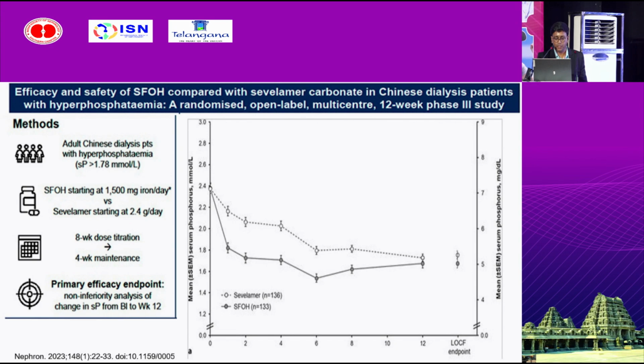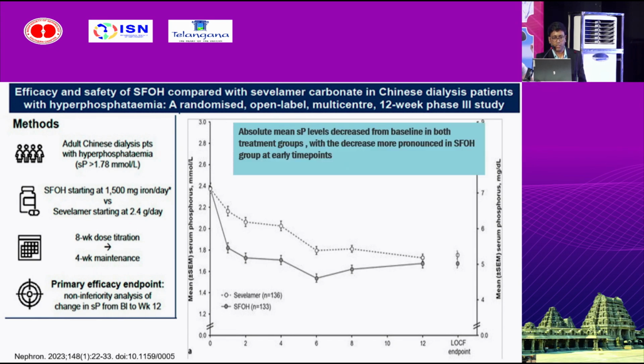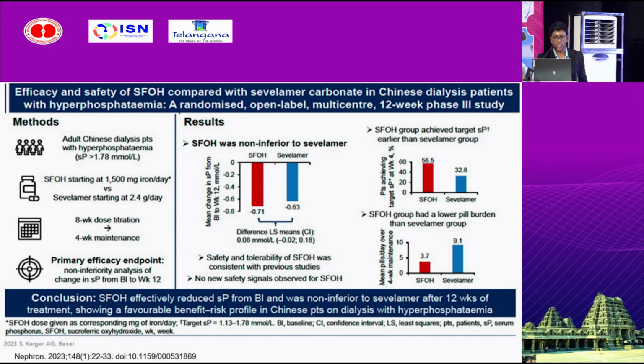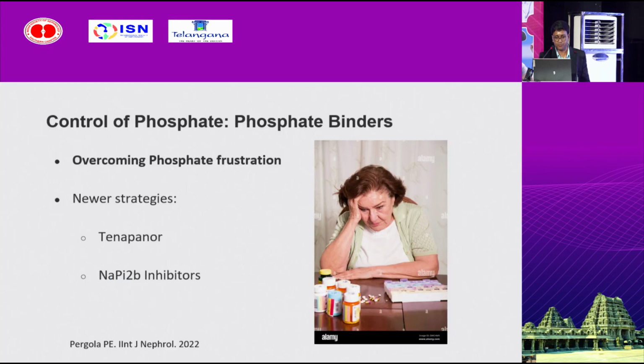In this study, if you see, the absolute mean serum phosphorus level decreased in both the treatment groups, but this was more pronounced in sucroferric oxide group at early time points. And also, if you see here, the target serum phosphorus was achieved earlier in sucroferric oxide group compared to sevelamer, and also the pill burden was less in sucroferric oxide group compared to sevelamer group.